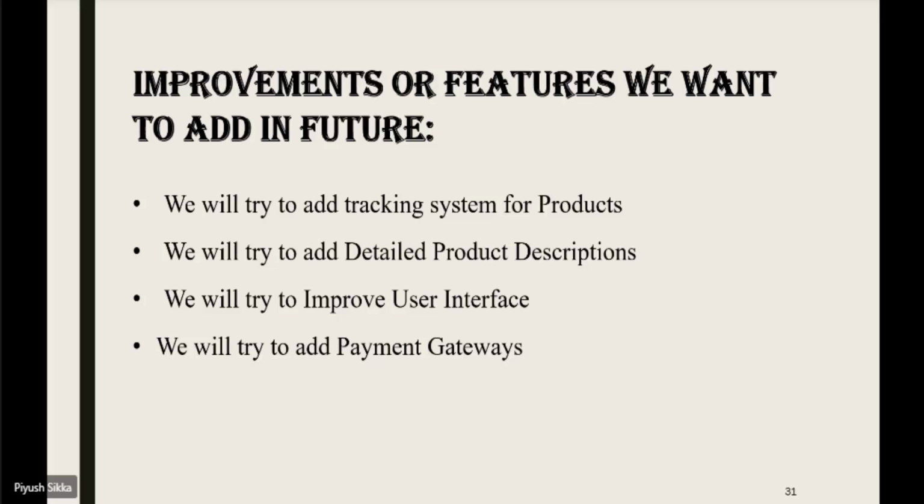So the improvements, the features that we want to add in the future, are, first, to add a tracking system for the products. Next, we want to add a detailed product description. Whenever the user clicks on a particular product, he is redirected to a new page where he can get the detailed description of the product. Next, improve the user interface, making it more user friendly and more appealing. And lastly, add the payment gateway so the user can place an order.